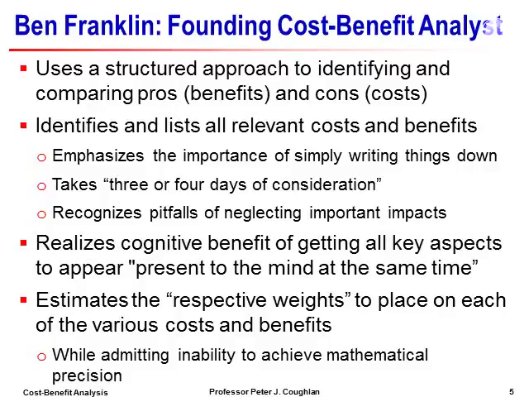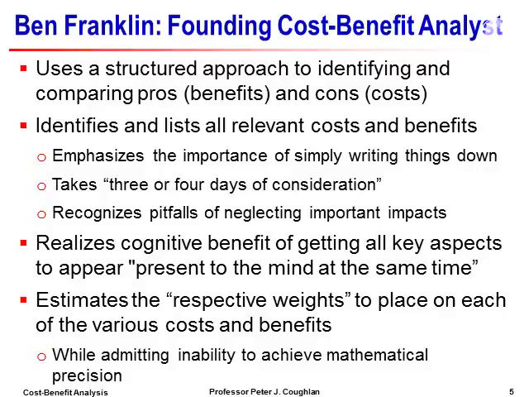And so he's recognizing the cognitive benefit of getting all key aspects within one analysis. Look at everything at the same time. Right? Then once doing so, again, estimating the respective weights to place on each of the various costs and benefits. Right? One of the big challenges in cost-benefit analysis is the weighting of particular pros and cons, particularly where they're non-financial. Right? How do we measure certain things like the value of life, the value of time, the value of convenience, the value of, say, clean air.